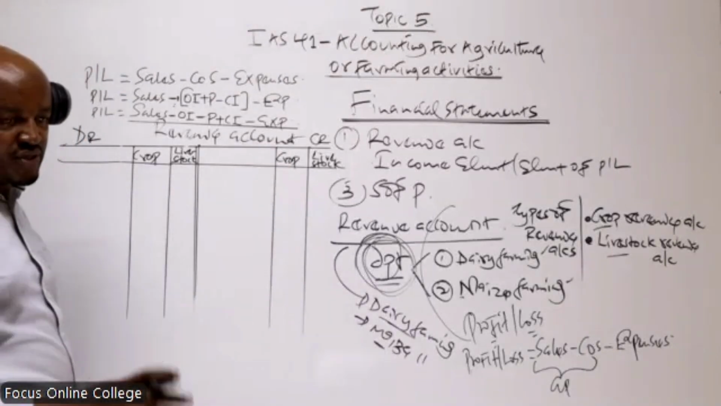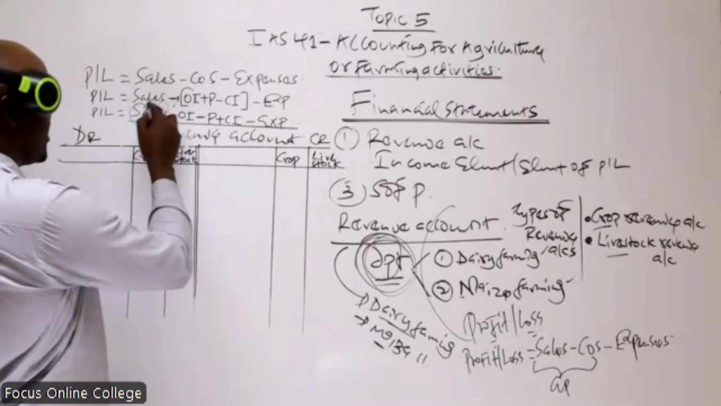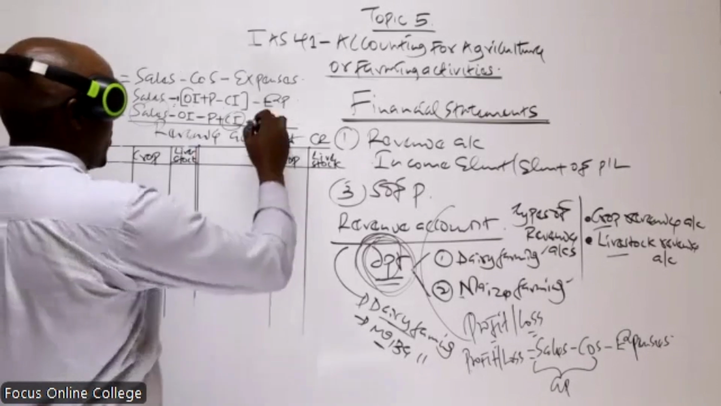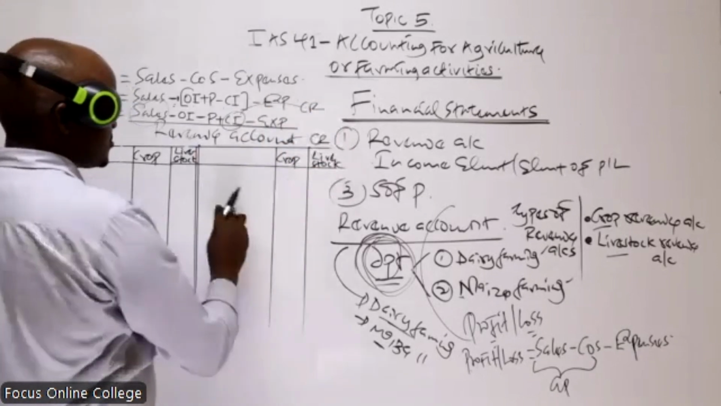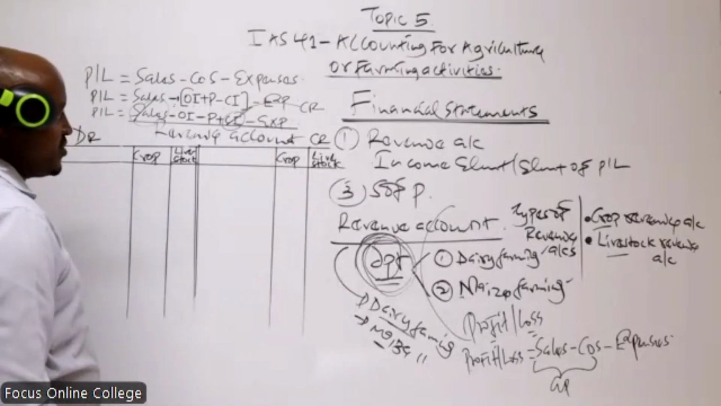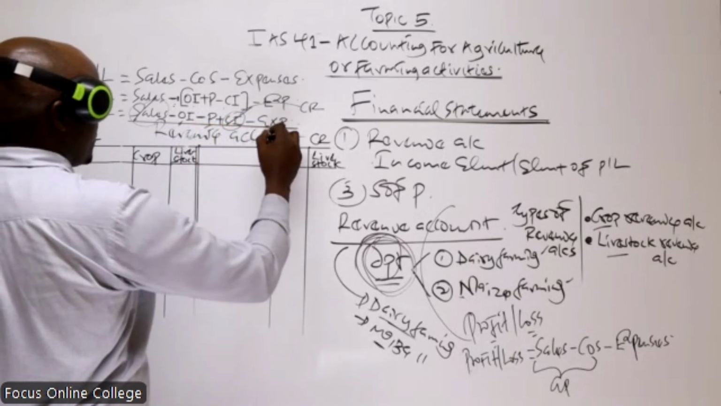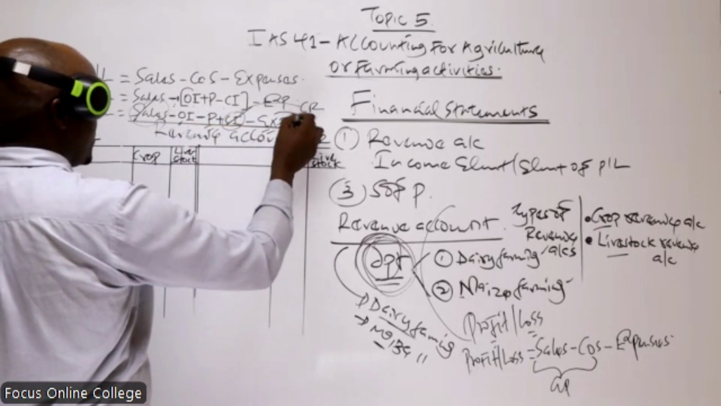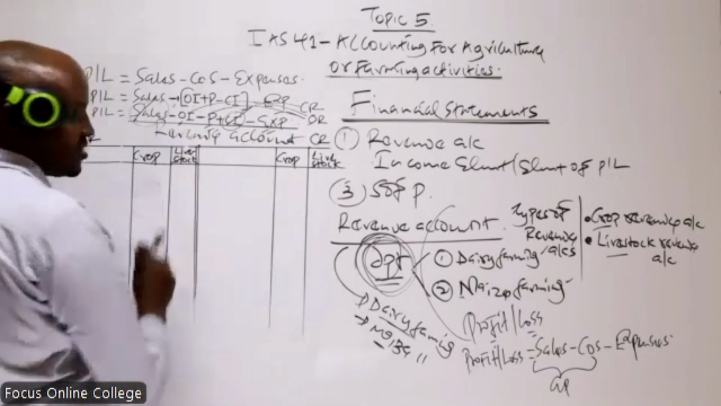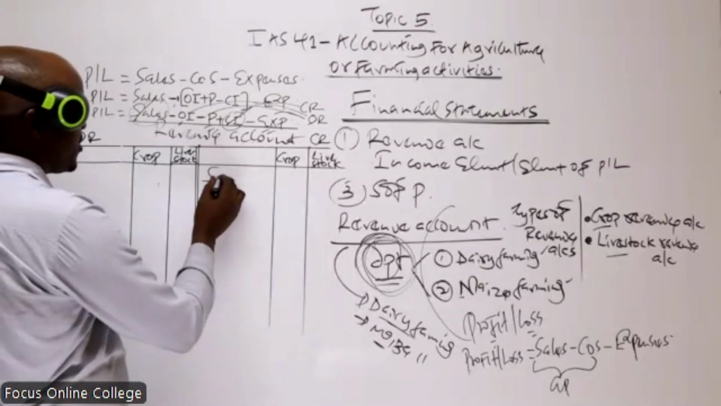Now, all items which are positive from this equation, sales and closing inventory, we record them on the credit side of this account. The sales, the closing inventory. Those items which are negatives, this one and this one, we record them on the debit side of this account. So basically, what that means is that on this side, we record the sales.